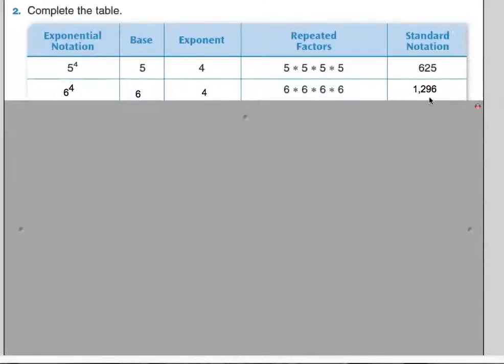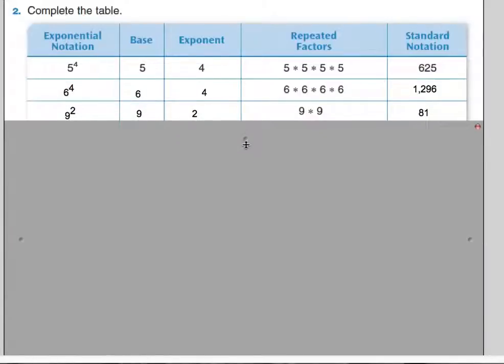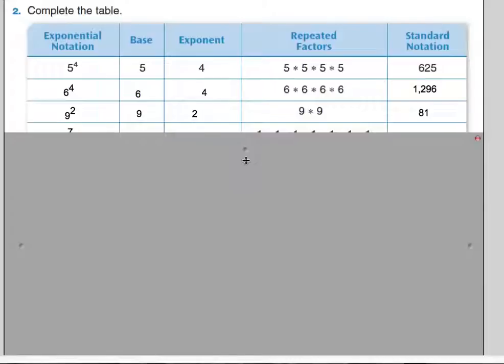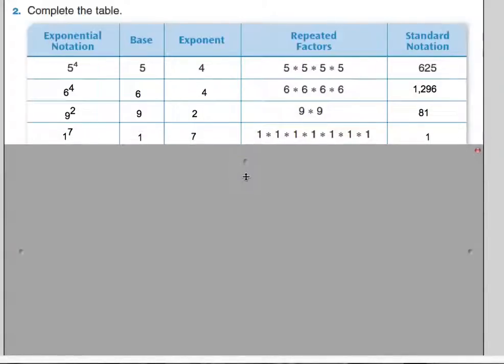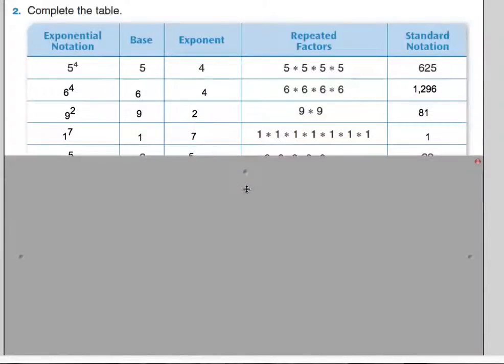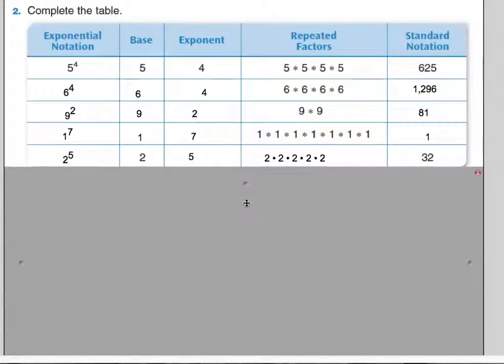Now what I want you to do is complete this table just in number 2. Pause the video, complete this table, then resume the video. Okay, you should have completed this table, and I'm going to take down and reveal the answers here so that you can check your work to see how you did.